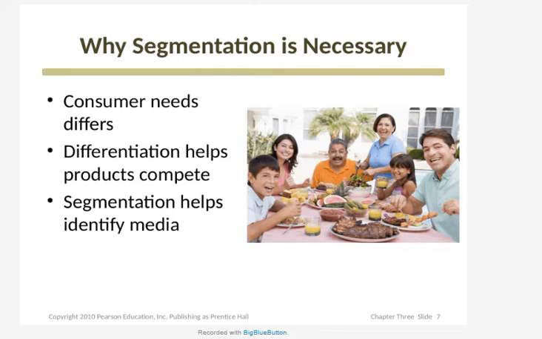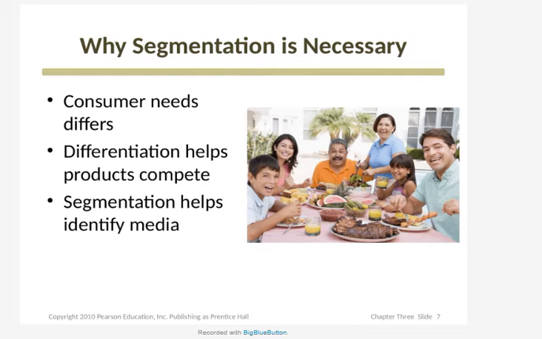Not all customers are alike, guys. Different customers have different needs. And by segmenting the market and choosing the target market, companies can differentiate their products to provide the benefits that this segment or this group of people desire.